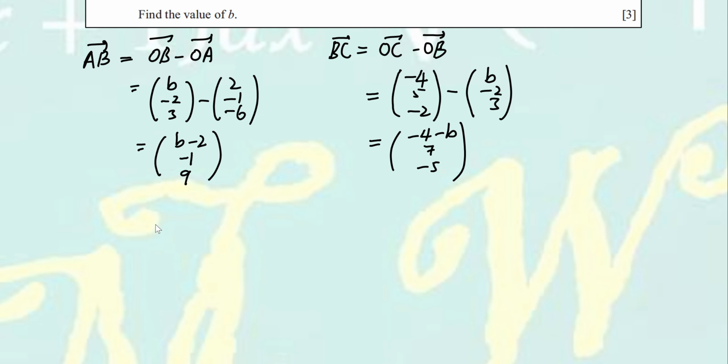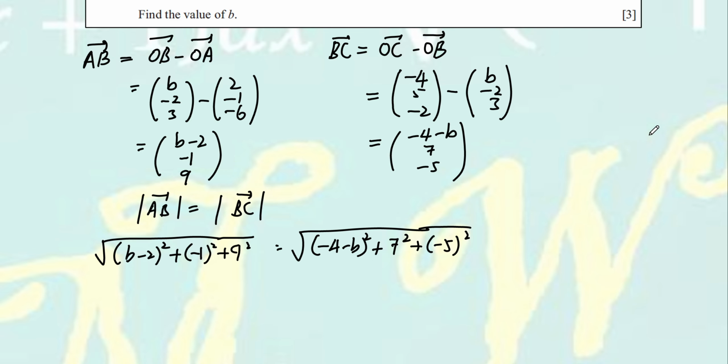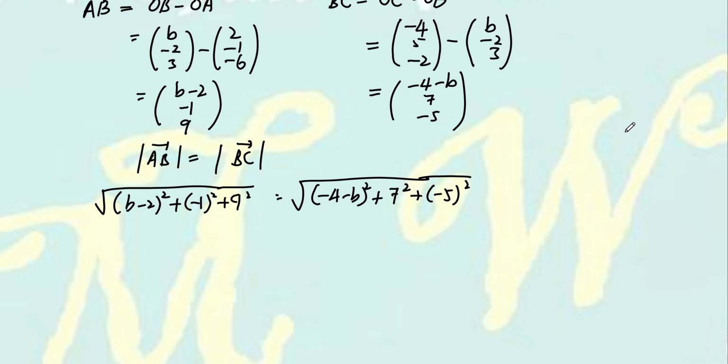So now the modulus will be the same. So modulus AB, same as modulus BC. It will be square root of B minus 2 squared plus minus 1 squared plus 9 squared, then equals to square root minus 4 minus B squared plus 7 squared. This is the formula for modulus. Means you square all the components and plus. So to eliminate this, very simple, just square both sides. So the square and square root cancel.